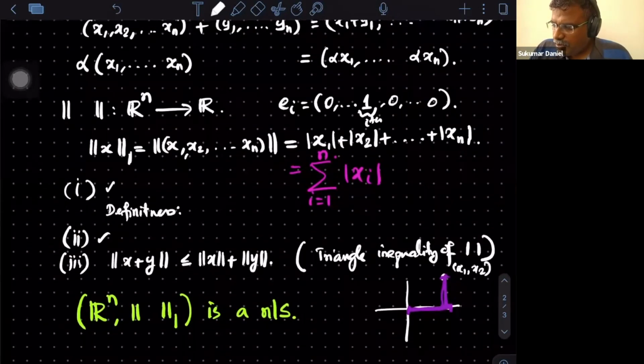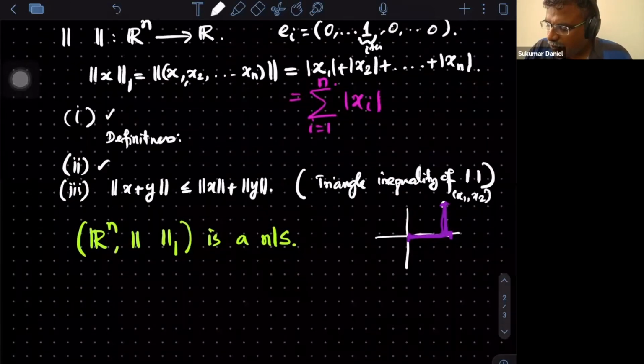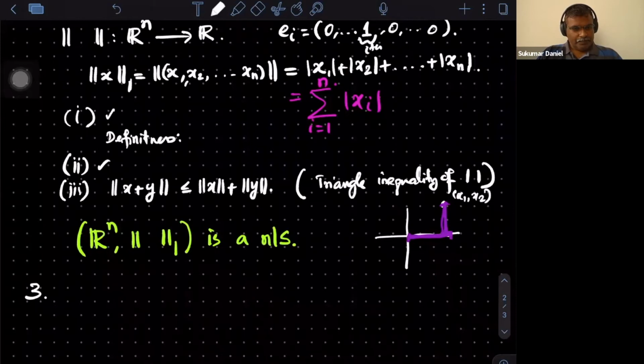So I also want to include another. So is the example clear now and are things clear? Then we'll go ahead with the third one.